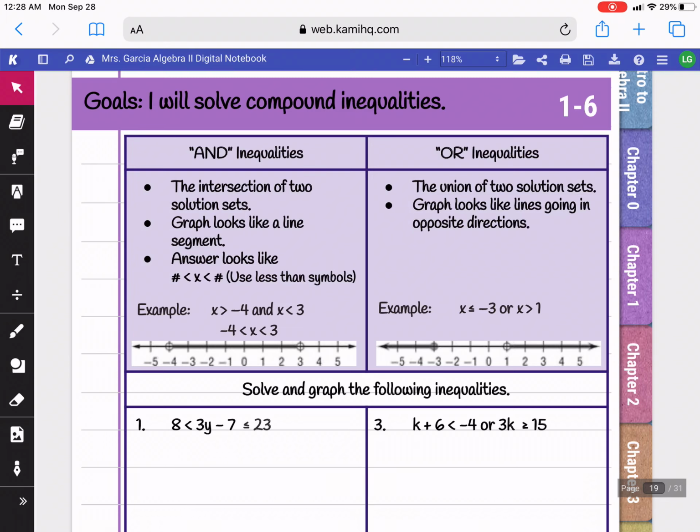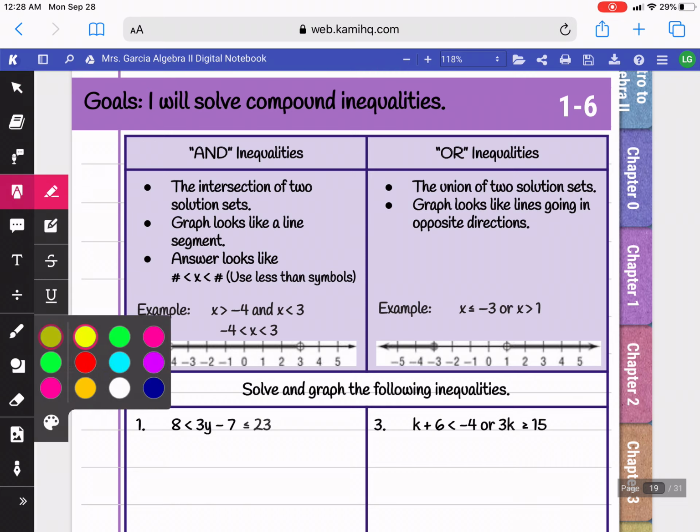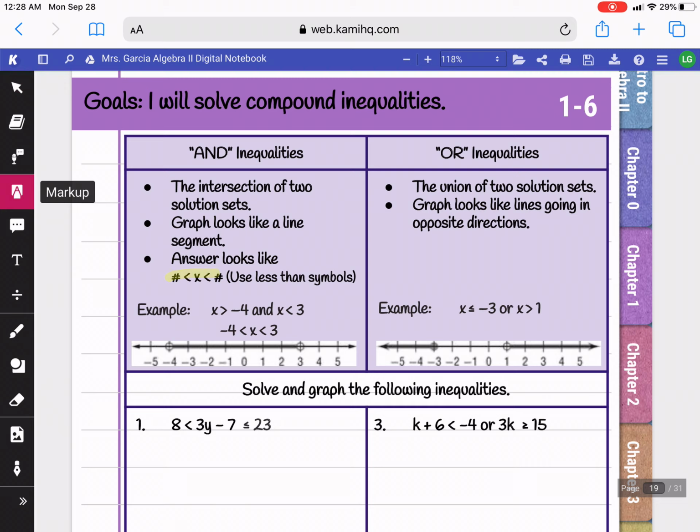In topic 1.6, we're going to be solving compound inequalities. Compound inequalities are inequalities that are joined by either the word and or or. When you're looking at and inequalities, sometimes you won't see the word and, but you will see the less than symbol. So it looks like a number less than x is less than a number. With or, you'll usually see the word or.